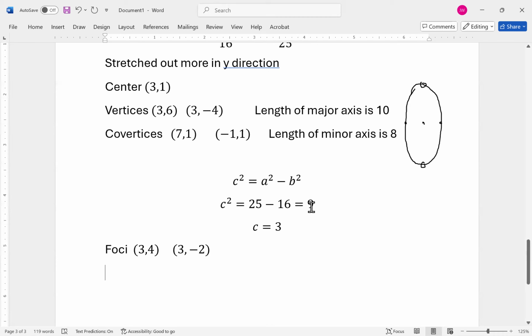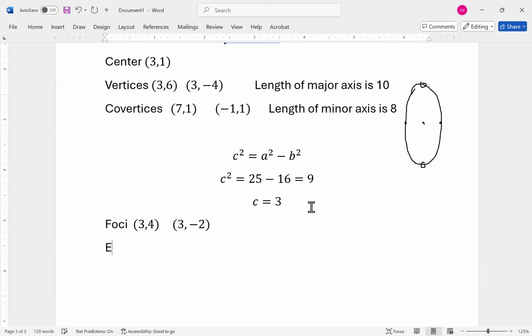Now, the last thing that we're asked to calculate is the eccentricity. The eccentricity is just C over A. Like I said, because of the way this formula works, A is always going to be the bigger value. They're both positive, so this is always going to be a fraction between 0 and 1. And in this case, it's 3/5 or 0.6, depending on whether you want to use decimals or fractions.